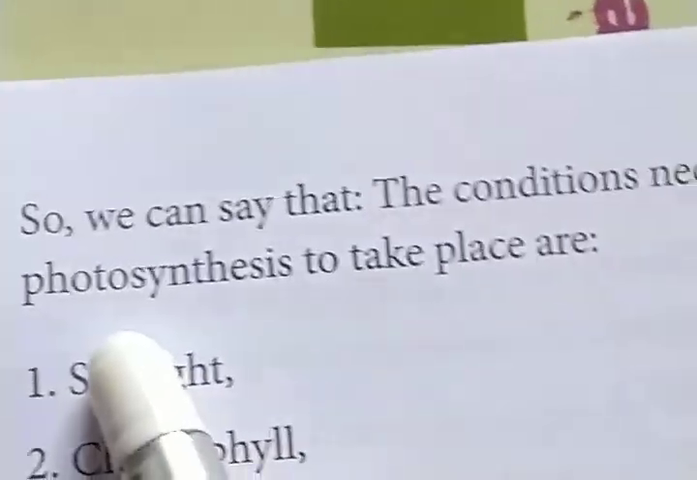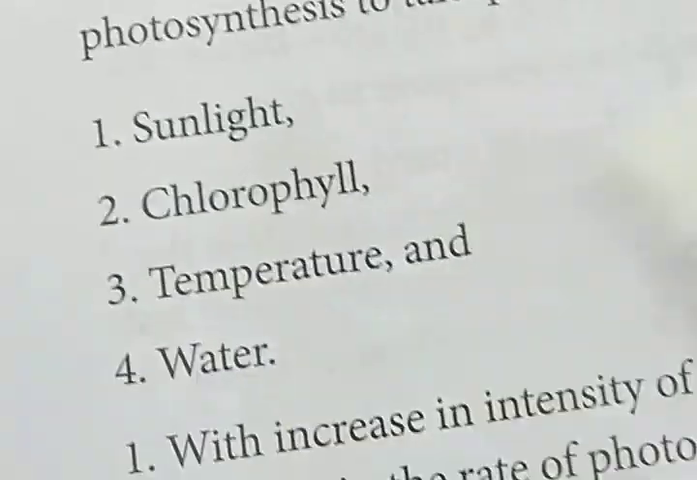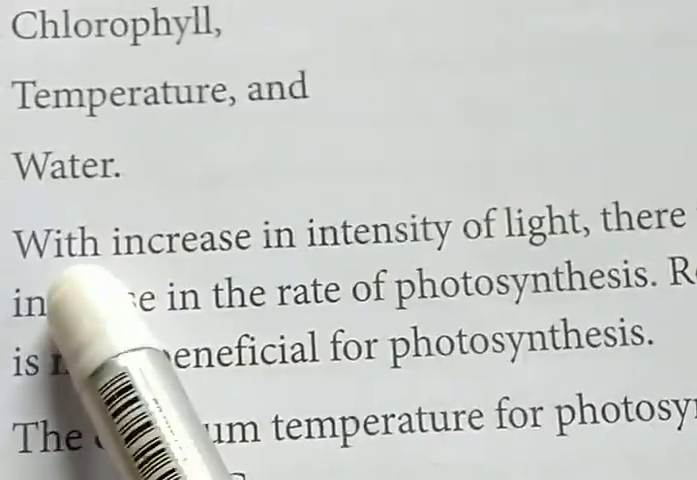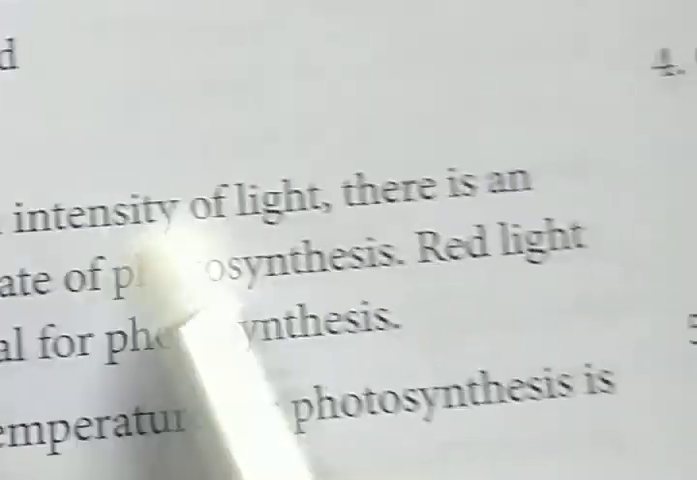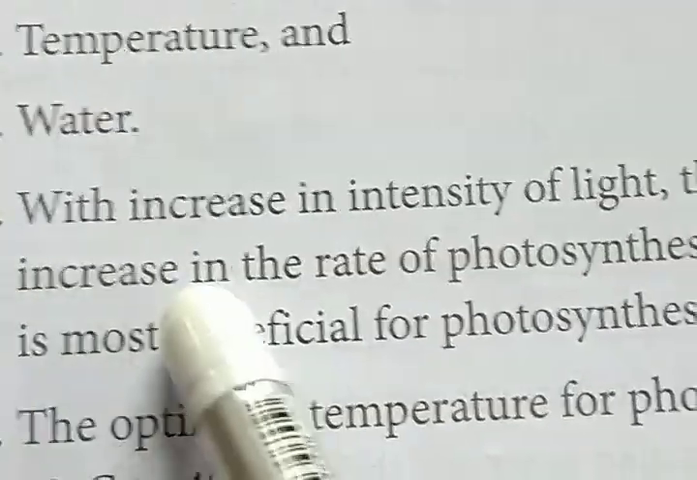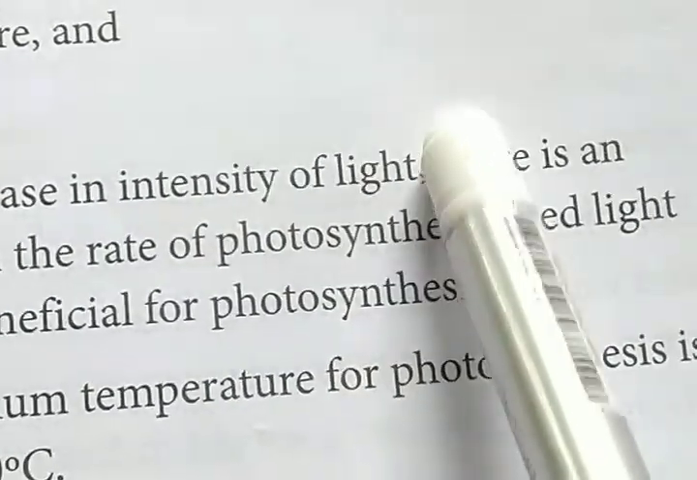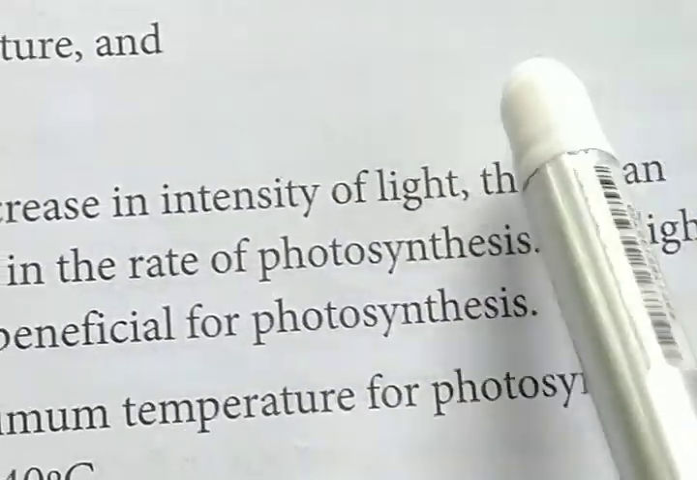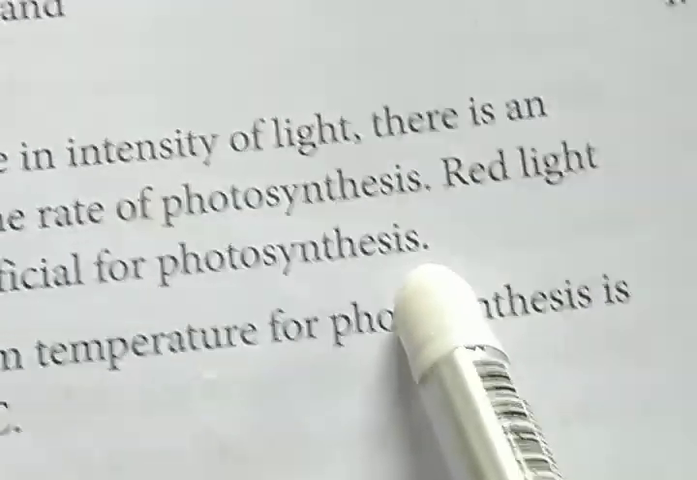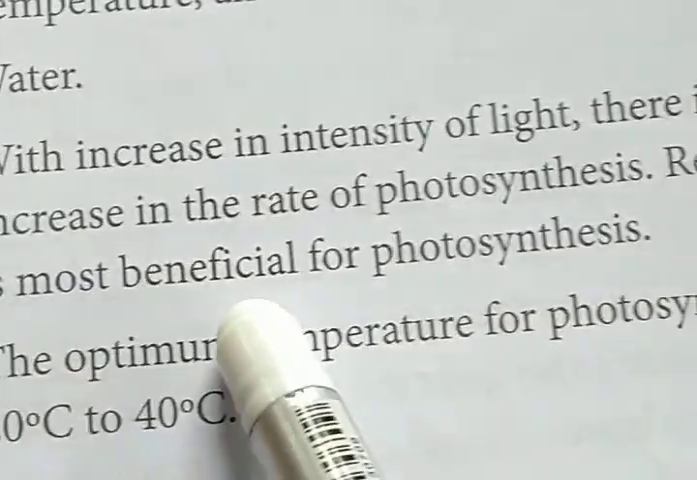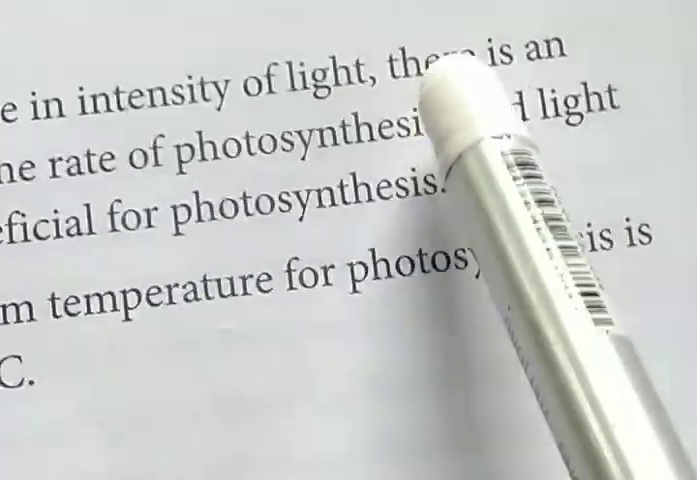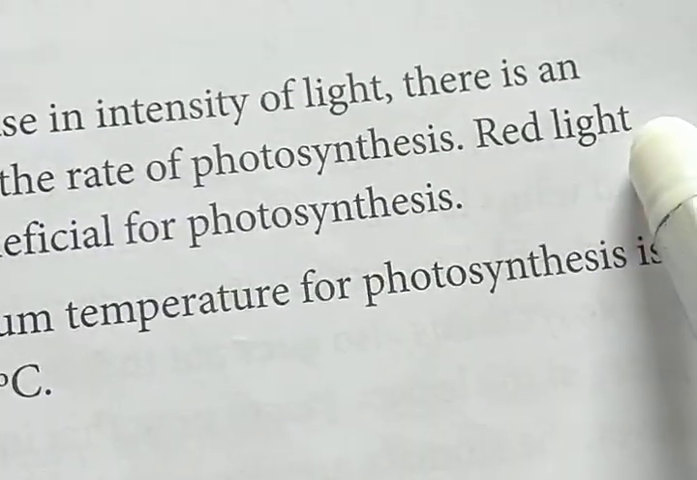So we can say that the conditions necessary for photosynthesis to take place are sunlight, chlorophyll, temperature and water. With an increase in the intensity of light, there is an increase in the rate of photosynthesis, because the more solar energy is trapped by chlorophyll, the more the rate of photosynthesis will increase. Red light is most beneficial for photosynthesis. Underline it. Red light is most beneficial for the photosynthesis process.